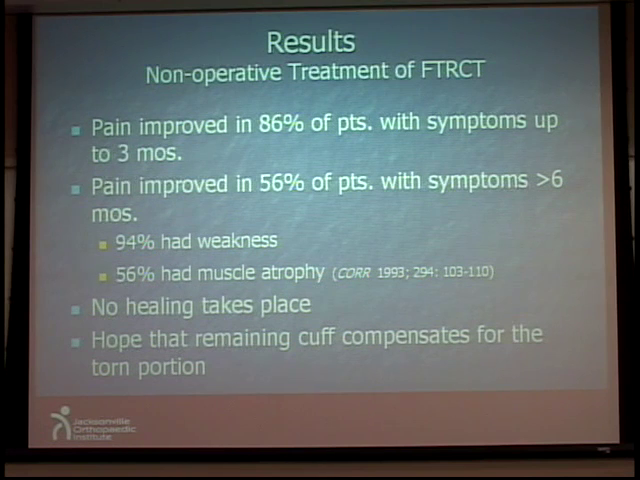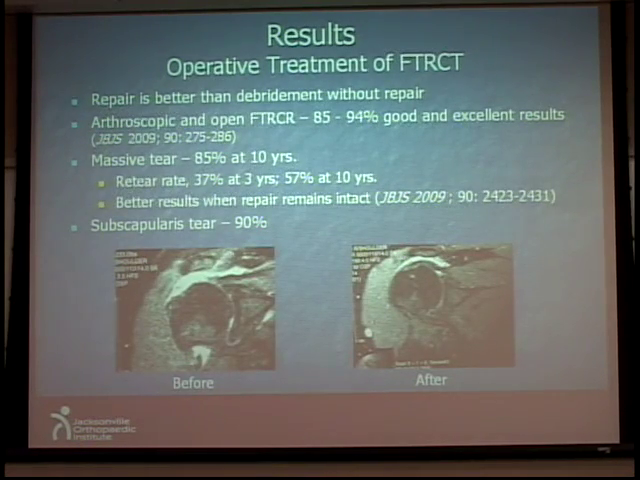What about our non-operative treatment? Does it work? Well, it works in most patients, approaching 90% of patients if you catch them early, up to about 3 months of symptom onset. Once it's over 6 months, that success rate falls to closer to 50%. And for those patients that had over 6 months of symptoms, many still had weakness, and on evaluation, many had muscle atrophy. Once again, healing doesn't take place of the rotator cuff itself, but we hope that the intact cuff surrounding the injured cuff compensates for that injured or torn portion.